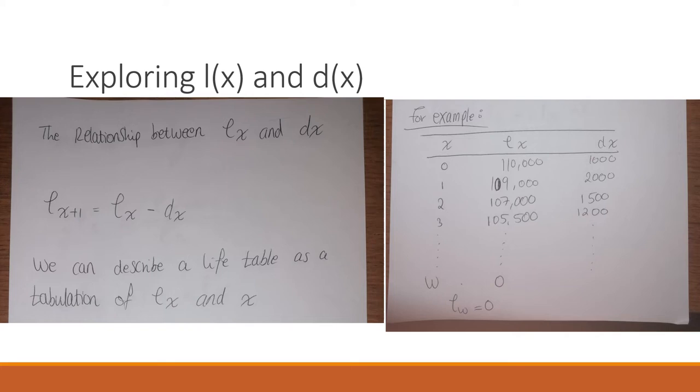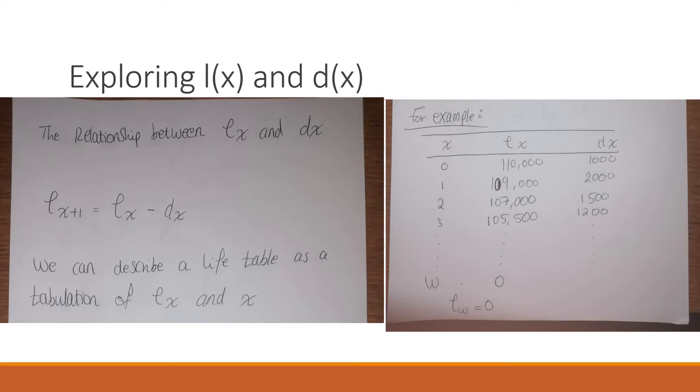We want to look at the relationship between lx and dx that we just looked at on the previous screen. In general, lx+1 is lx minus dx. So if we wanted to find the number of lives still alive at age 21, we would take the number of lives alive at age 20 minus the number of lives that have died at age 20, and that would give us the total number of people still alive at age 21. You can see this in action here on the right hand side, with this small tabulation I've done of an example life table.